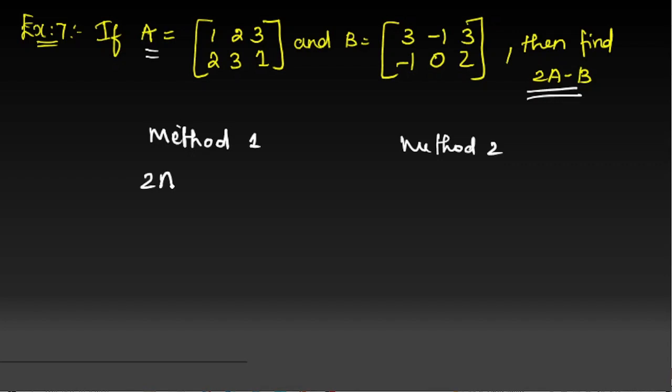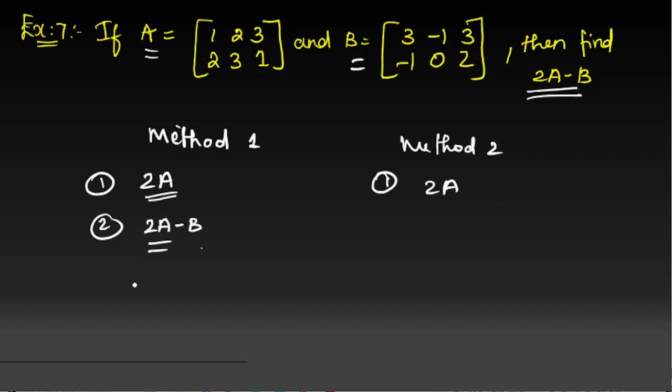In method 1, the first step is to find 2A. Second step, since you have B here, after finding 2A, you have to subtract 2A minus B. That is, after finding 2A from A, from 2A you have to subtract B. You know how to subtract two matrices, right?